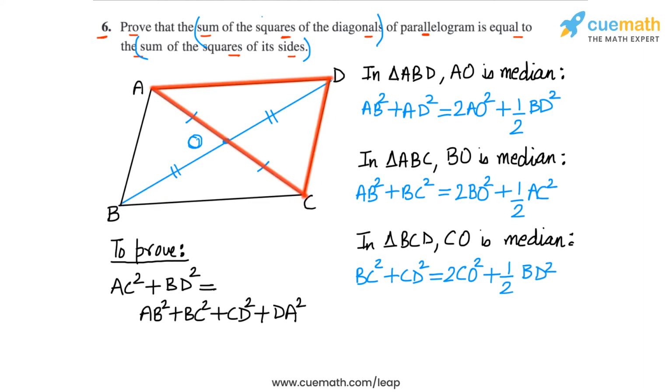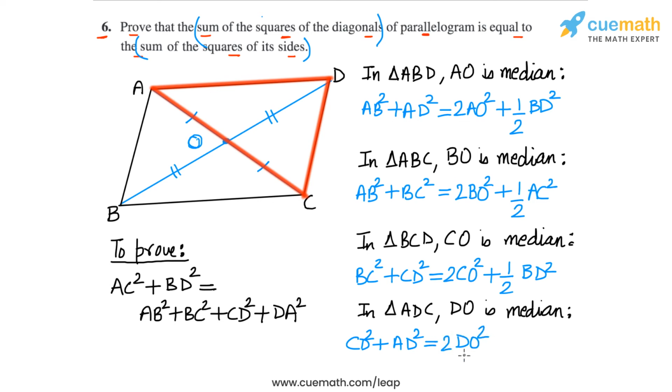Okay, and then finally we will apply this result to triangle ADC. So in triangle ADC, DO is a median from D to the opposite side AC because O is the midpoint of AC. So therefore, if we apply the result to this triangle, we will get CD square plus AD square. CD and AD are the two sides originating from the vertex D. So CD square plus AD square will be equal to twice of DO square because DO is the median from D. So twice of DO square plus half of the square of the opposite side. So half of AC square.